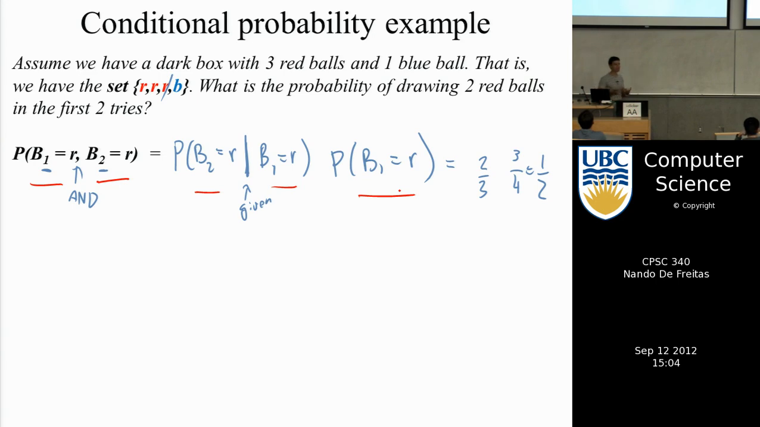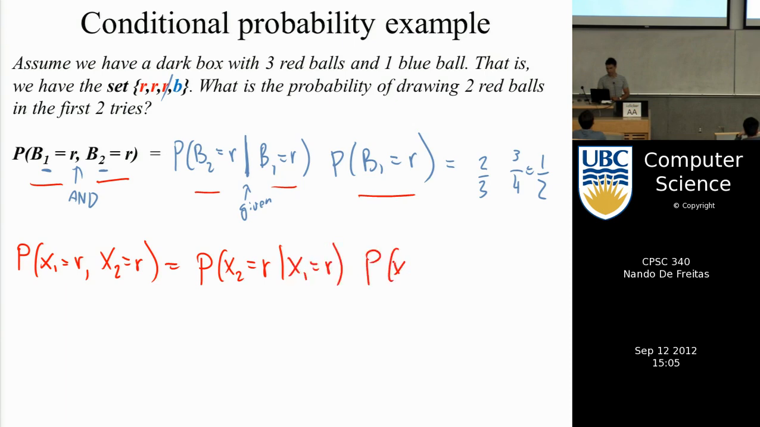Now, the capital B is just a symbol. It's a variable symbol. So I could have rewritten this in the following form. The probability of the first ball being red and the second ball being red is equal to the probability that the second ball will be red, given that the first ball is red, times the probability that the first ball is red. Okay? And so whether I call it B or X or A, it doesn't matter. It's a variable. It's an abstraction of the event, the phenomenon of choosing a ball. Okay?